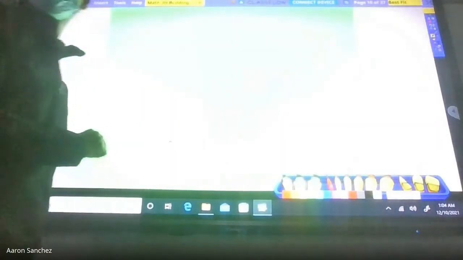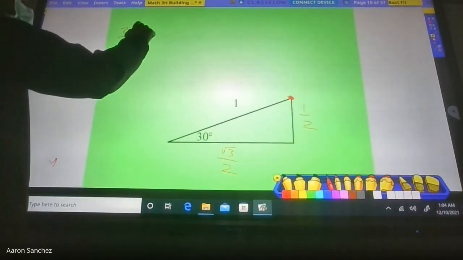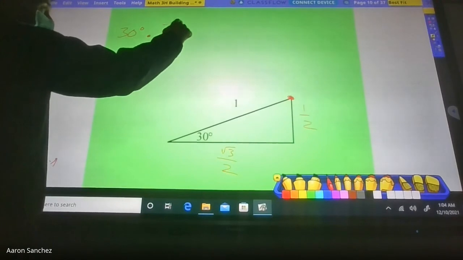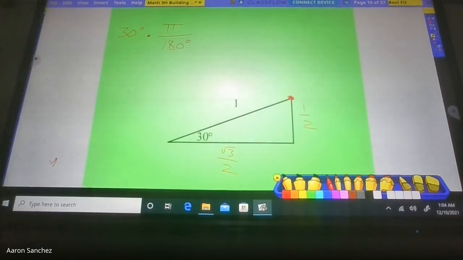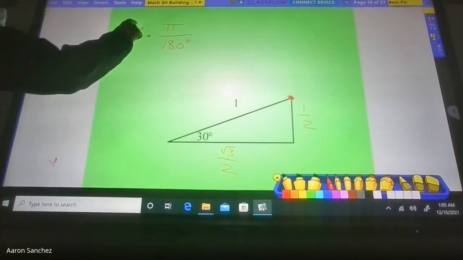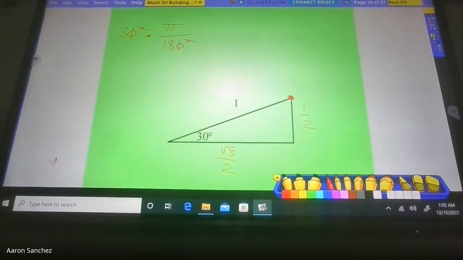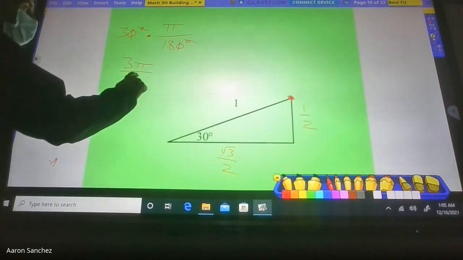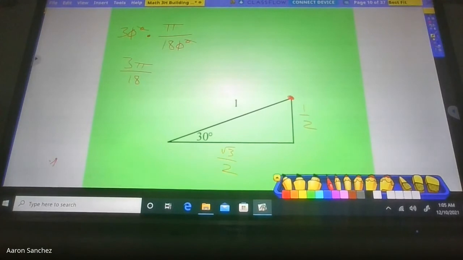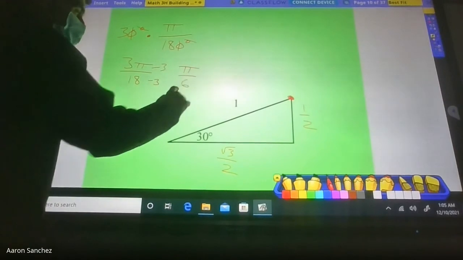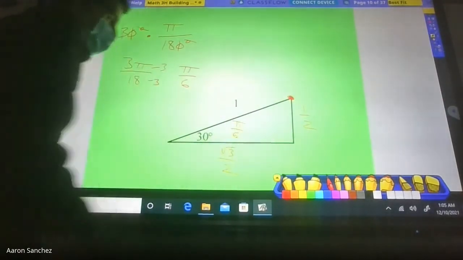Now, how many radians is 30 degrees? How do you figure out how many radians is 30 degrees? You multiply 30 times pi over 180. To turn to radians, you put pi on top and 180 degrees on the bottom. And then you just reduce. I'm going to cancel out the zeros, dividing by 10. So now it's 3 pi over 18. It has to be in its lowest form. What's that become? Pi over 6. Divide the numerator and the denominator by 3. So that is pi over 6 radians.